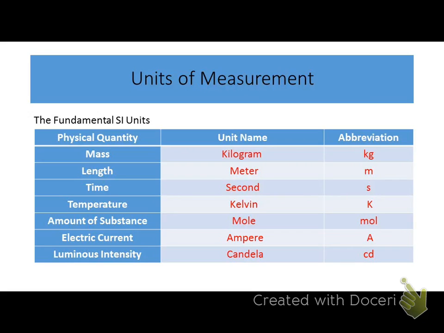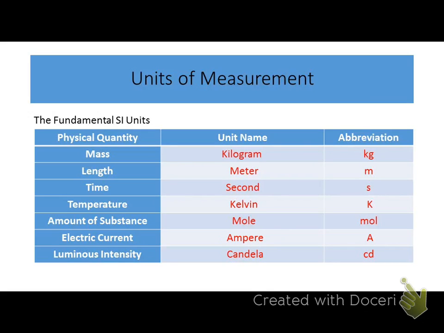This table here, which I need you to fill out, lists the fundamental SI units that we assign to different physical quantities that we measure. For instance, mass: the SI unit would be the kilogram, and the abbreviation is kg. For length, it's the meter, abbreviation m. Time is the second, then temperature is Kelvin, and that's something that might be new to many of you.